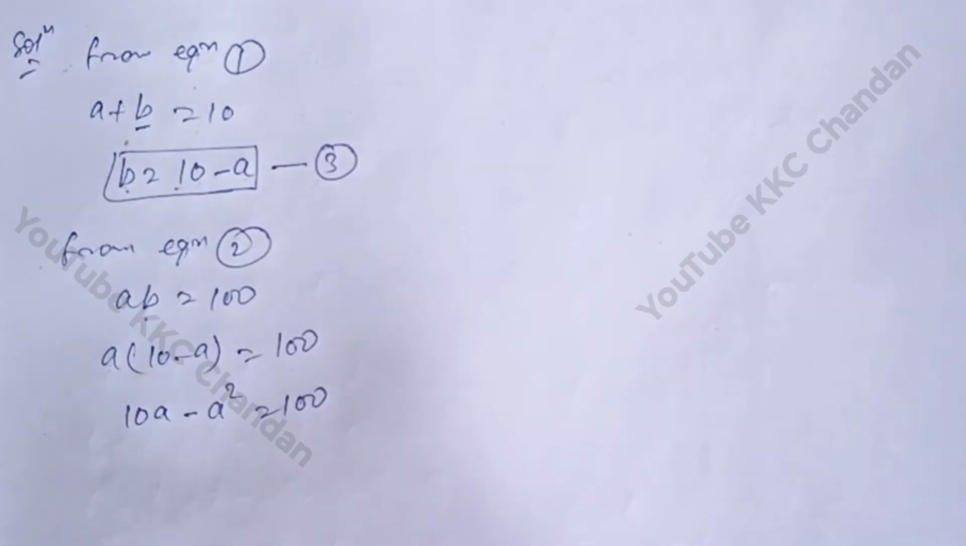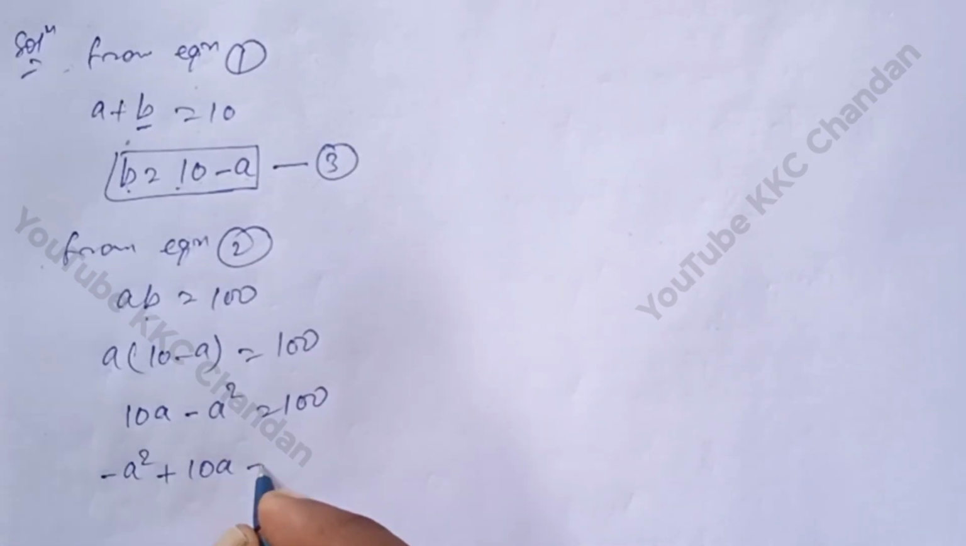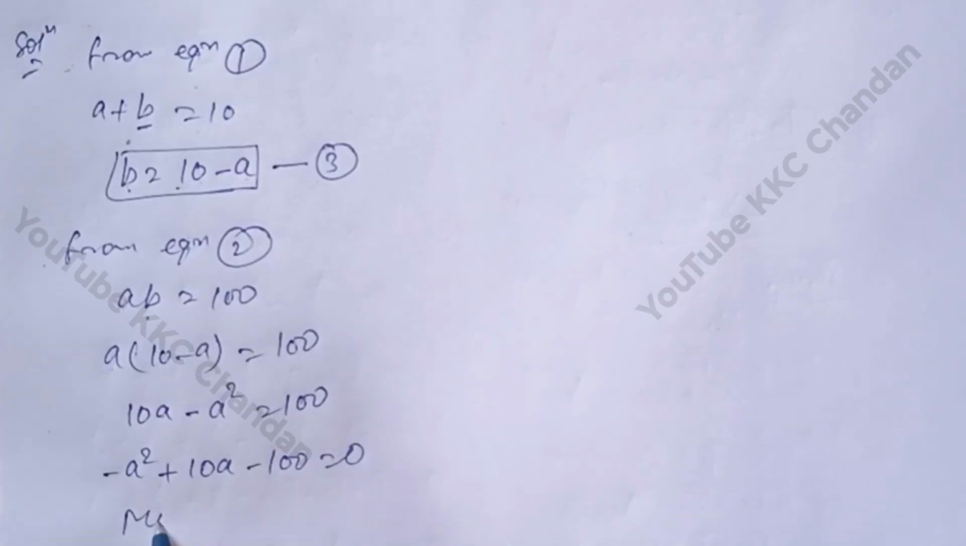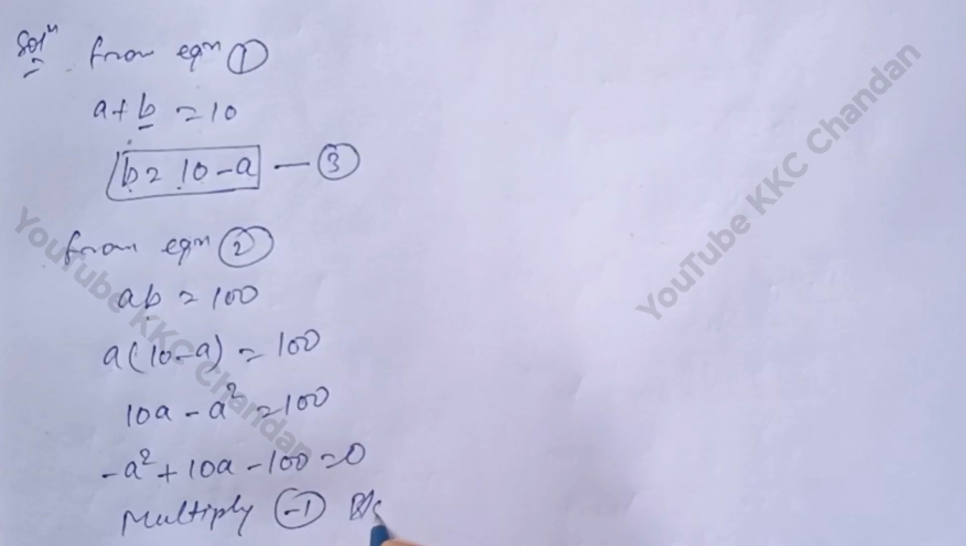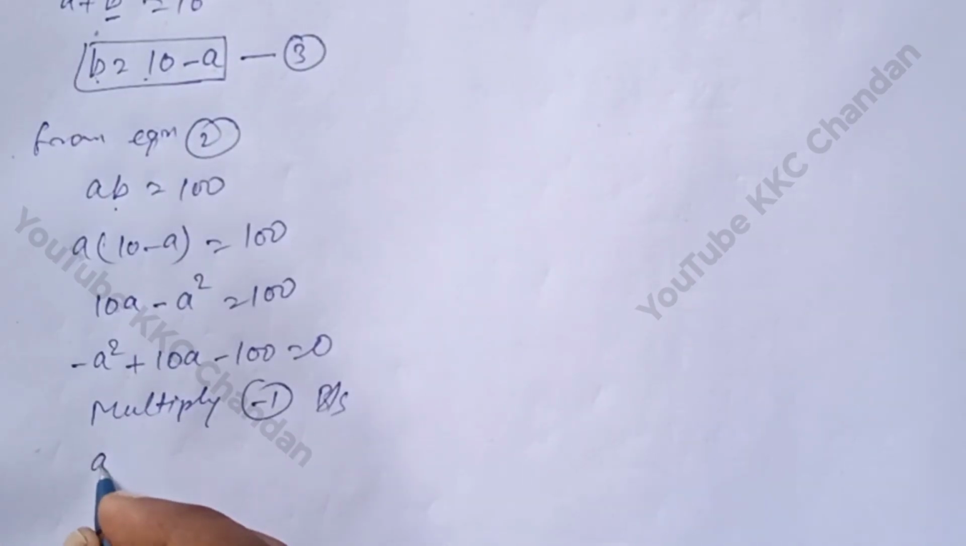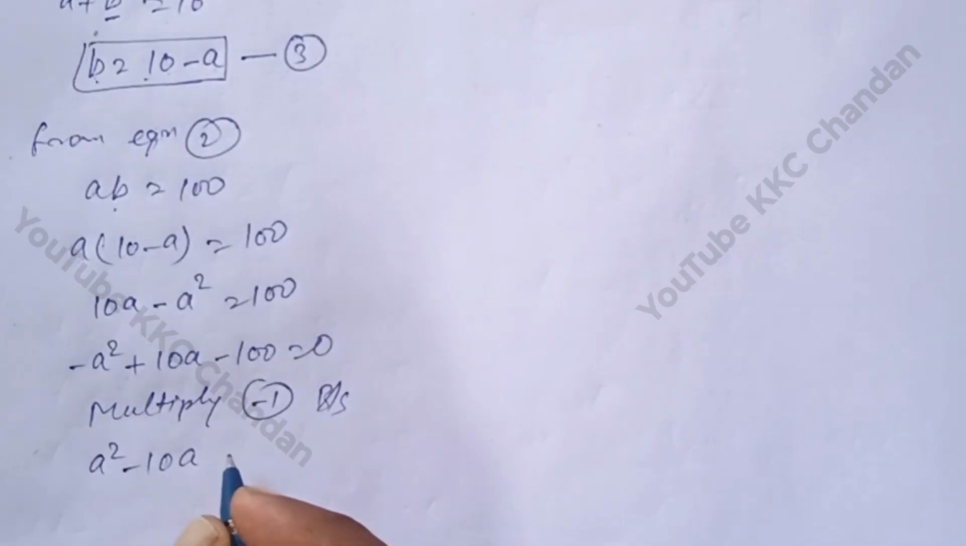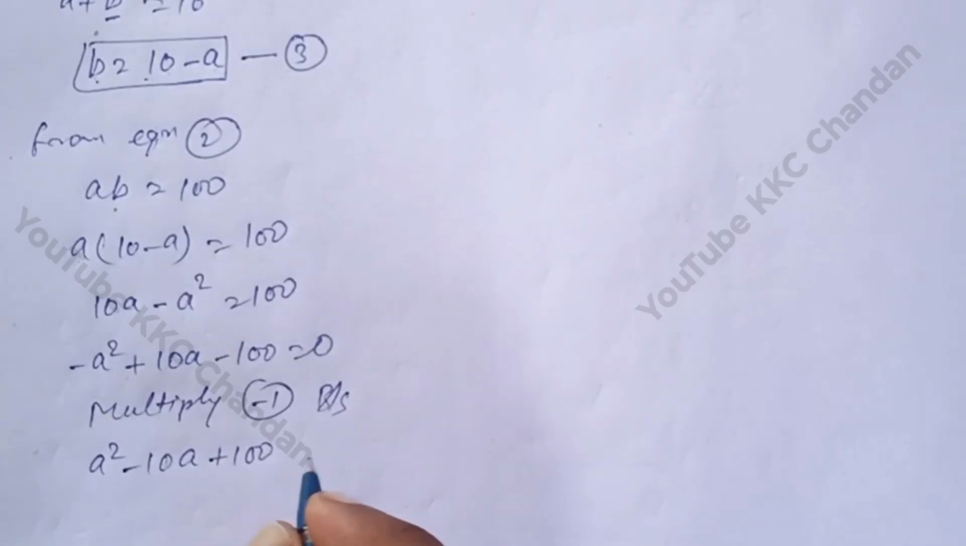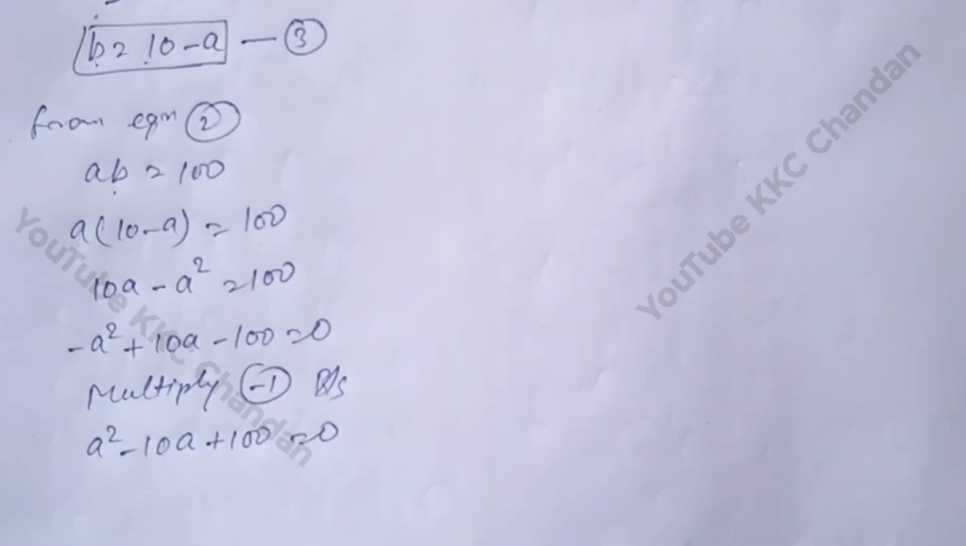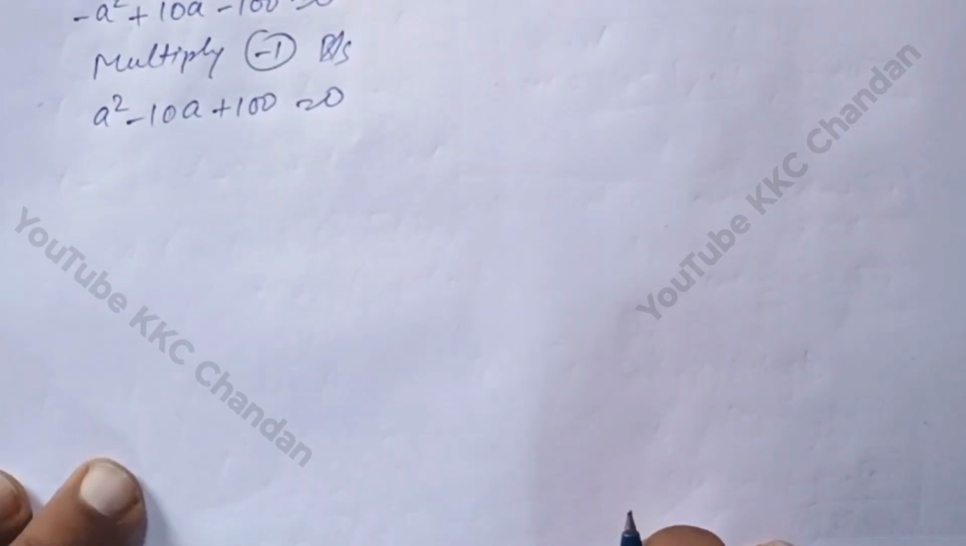After the next step, see here, this 100 comes to this side in negative. So minus a square plus 10a minus 100 is equal to 0. After the next step, see here, multiplying by minus 1 on both sides. See here, a square minus 10a plus 100 is equal to 0. See here, this is the quadratic equation form.